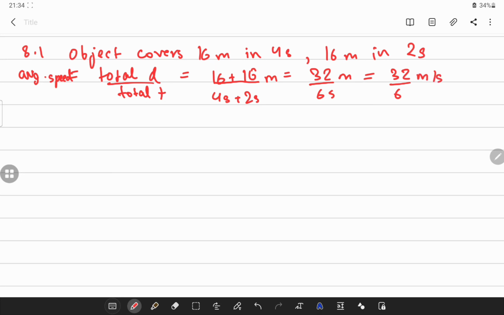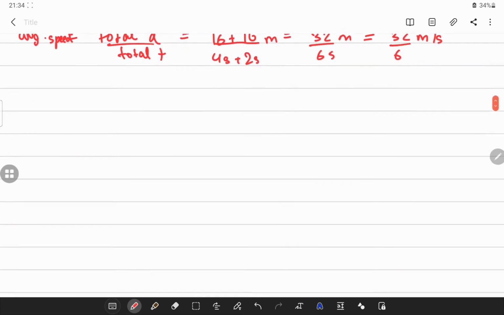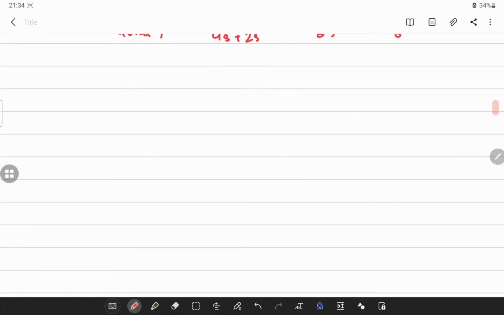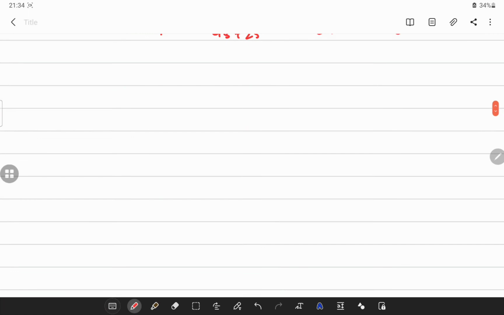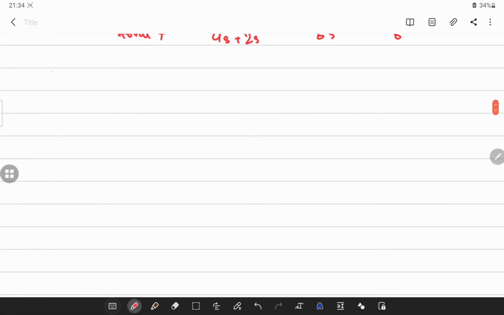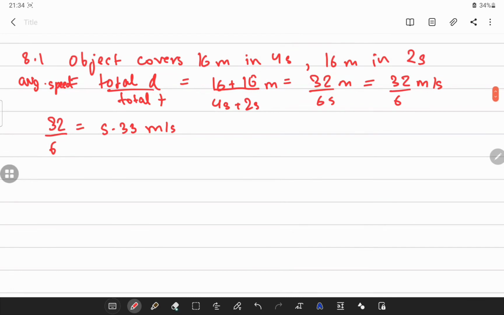Now keep in mind, never leave the answer as a fraction, as it might deduct 1 mark or 0.5 depending on the marks of the question. So leave it to 2 decimals, and in this case 32 by 6 is approximately equal to 5.33 meters per second. That's our answer. Now the last topic of today's video is acceleration.